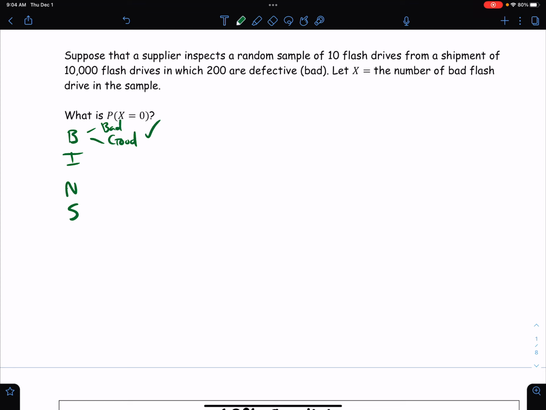Independent. Is this independent? Think about it. We have 10,000 flash drives. There is no replacement here. If we pick one of the flash drives, we're not replacing it with another one, so we're always out of 10,000. We're going to then be out of 9,999 after we choose one. So this is not independent. So can we keep on doing binomial distribution? Let's take a look.